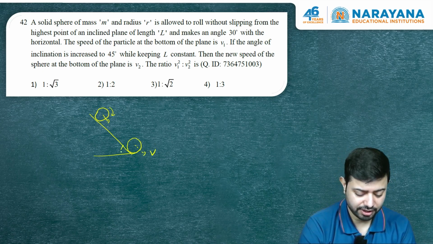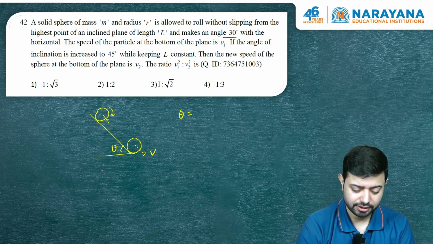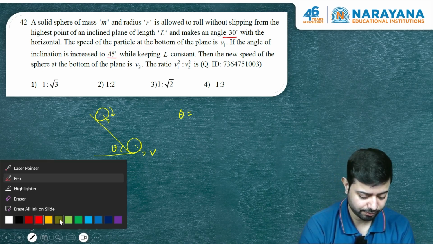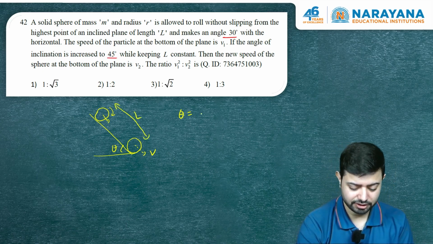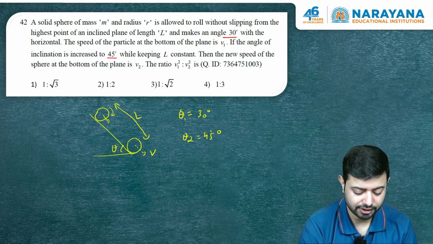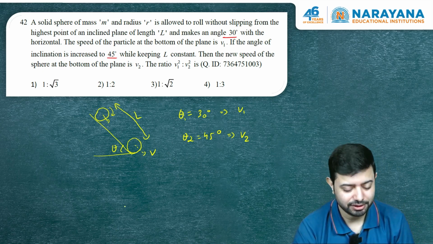Now, they are saying the angle is varied. Initially the angle is how much given here? 30 degree, and the next one angle is 45 degree, but the distance is the same. This distance, which one? This one is L, that remains the same. Initial theta is 30 degree, theta 1, and then theta 2 is 45 degree. In the case of theta 1, you get the speed as V1. In the case of theta 2, you get the speed as V2. In the end, they are asking the ratio of V1 square by V2 square.